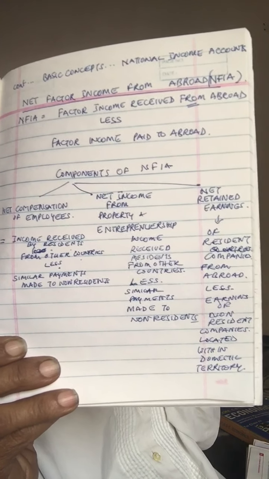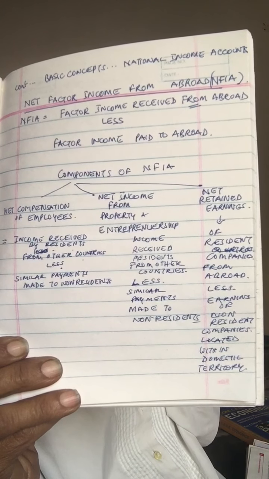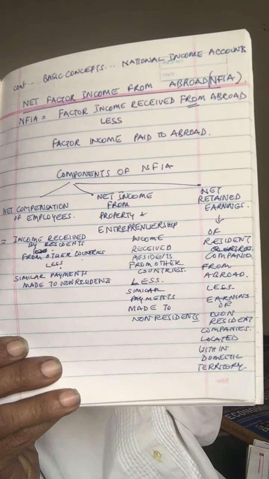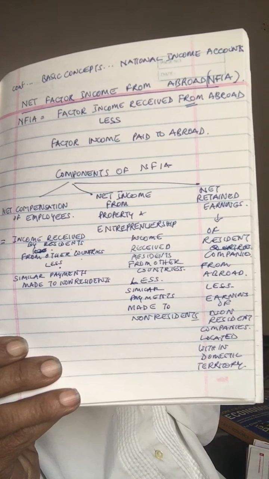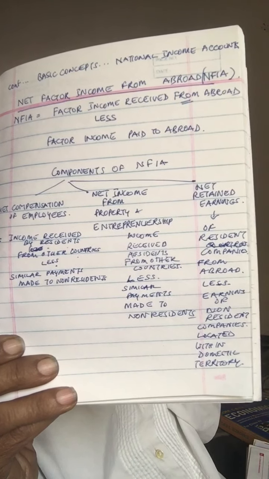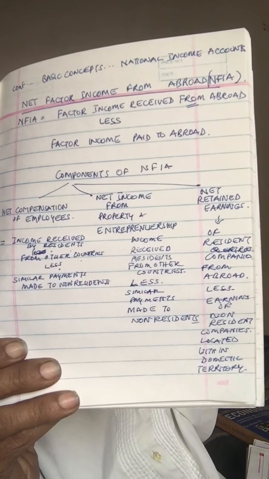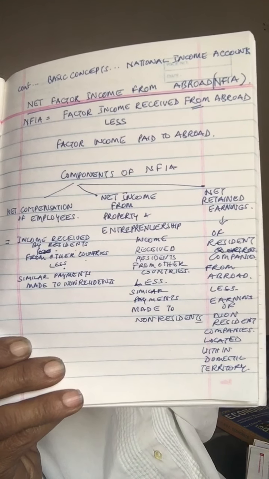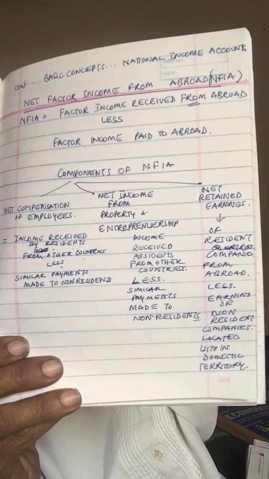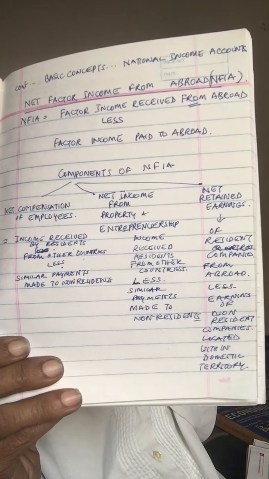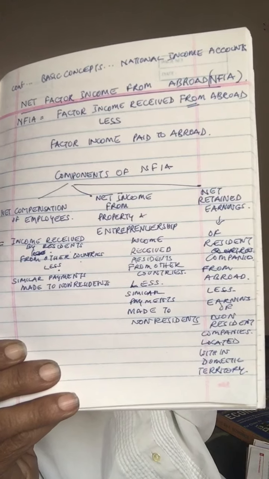So let's take net compensation of employees. The difference between income received from work by residents from other countries and similar payments made to non-residents is called net compensation of employees. Second is net income from property and entrepreneurship. It refers to the difference between income from property and entrepreneurship received by residents from other countries and similar payments made to non-residents. And then we have net retained earnings. It is the difference between retained earnings of resident companies from abroad and retained earnings of non-resident companies located within the domestic territory.